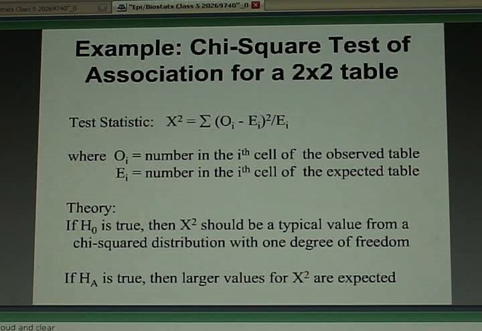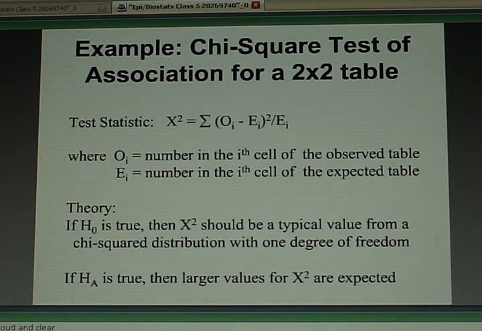I'm going to call that number x squared. And the reason we do this calculation is because if the null hypothesis is true, this number x squared should look like a typical value from a certain theoretical distribution, a chi-squared distribution with 1 degree of freedom. If the null hypothesis were not true, the observed numbers and the expected numbers would be different by an expected larger amount. X squared would be larger. Therefore, larger values for x squared do not support the null hypothesis. They give you some suggestion of the alternative hypothesis.